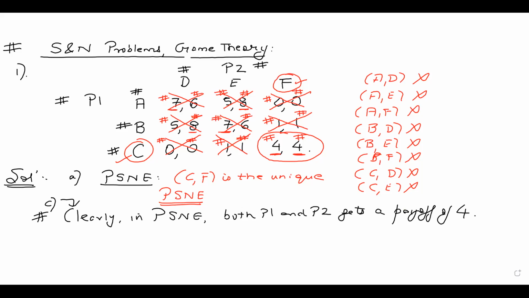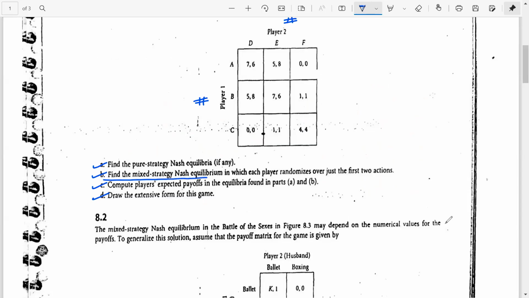So if I come back to the assignment, what was part B? Find the mixed strategy Nash equilibrium in which each player randomizes over just the first 2 actions. So that means player 1 is going to play A and B with some probability. Player 2 is going to play D and E with some probability. So they are randomizing over the first 2 actions only.